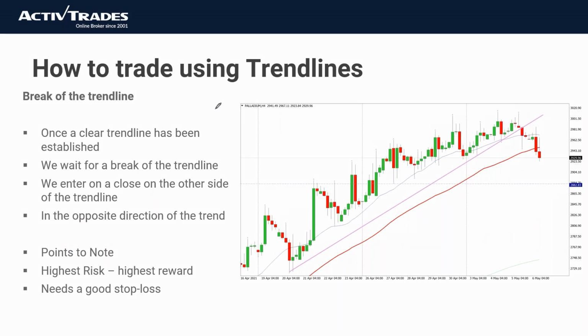The next one, we've just talked about a bounce off the trend line. Now let's take a break of the trend line. That's what we're looking at. What is the break of the trend line? Once a clear trend line has been established, not unsurprisingly, we wait for a break of the trend line. Remember what we said at the start, that old trading adage: the trend is your friend until the end. Some people say the trend is your friend until the end when it bends. What we're looking to do is wait for a break of that trend line, and then enter on a close on the other side of the trend line, in the opposite direction to the trend that we have seen so far.